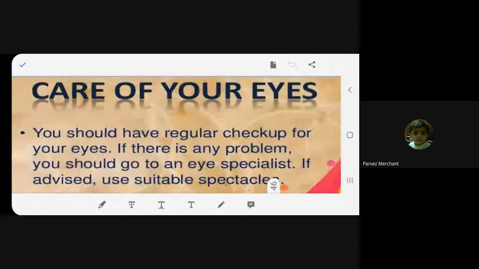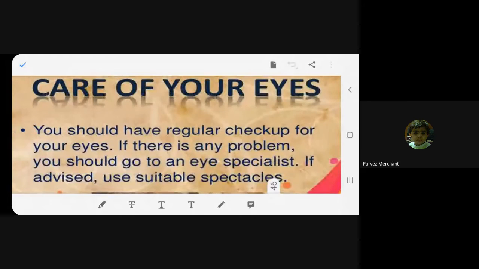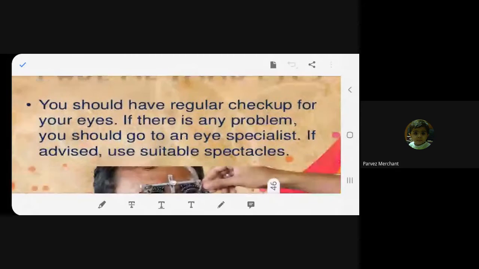Let's see. Please start. You should have regular checkups for your eyes. If there is any problem, you should go to an eye specialist. If advised, use suitable spectacles.